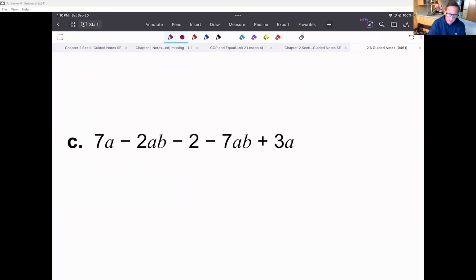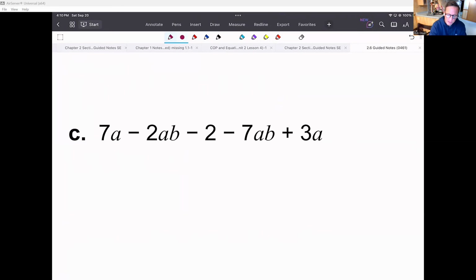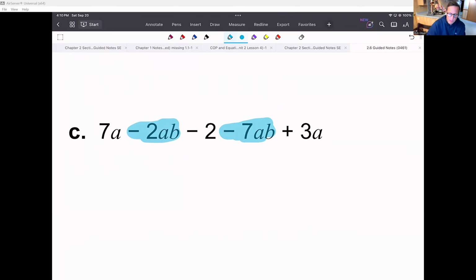All right, now right here, we've got a lot of stuff going on. I'm going to point this out. Right here, this is negative 2ab. Now I can put that together with another ab, and this is negative 7ab. Notice I'm highlighting the sign that's in front of the 7, not just the 7 itself. So that makes negative 9ab.